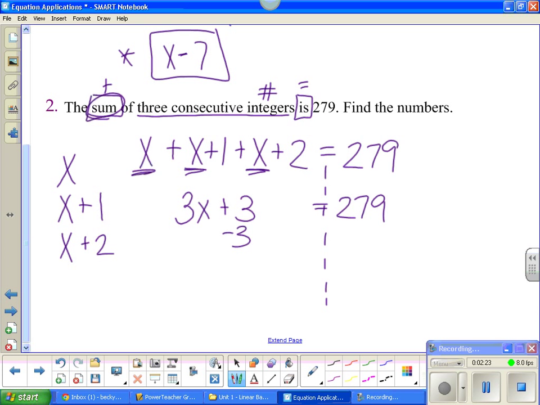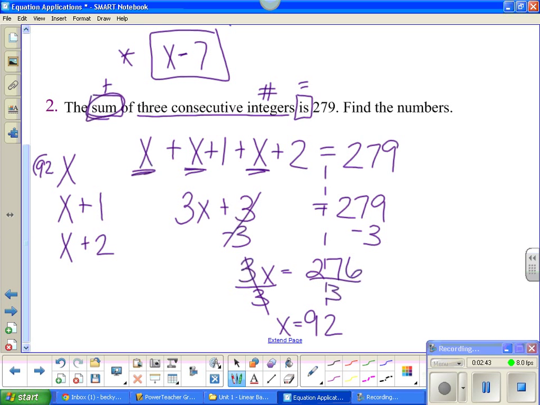And then I'm going to subtract 3 from both sides. And then I'm going to divide by 3. And that's going to give me 92. So 92 is my first number. So what's my next number? 93. And my third number, 94.